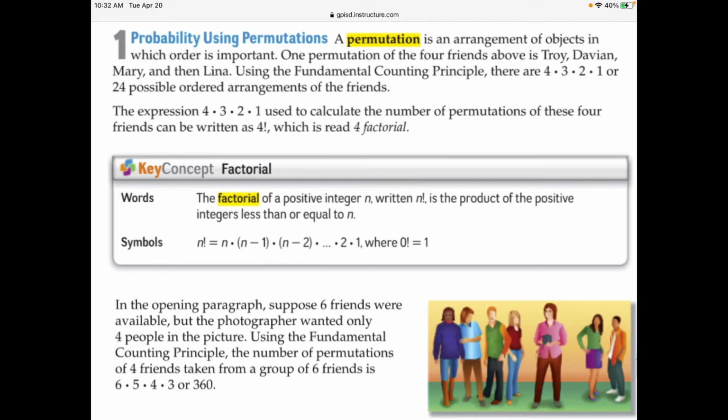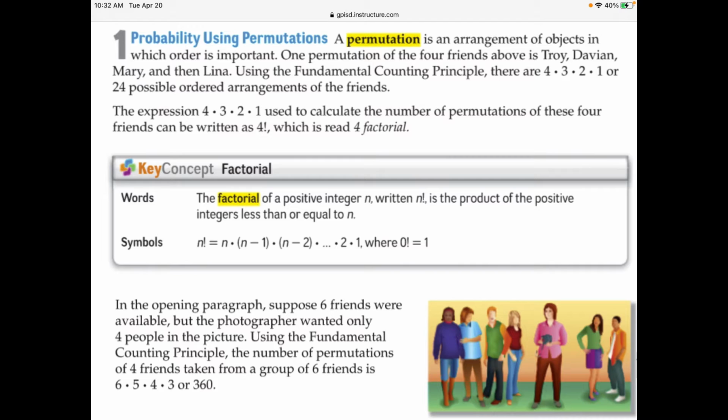We are talking about permutations and combinations today. For this video, we're just going to focus on permutations. So a permutation is an arrangement of objects in which order is important. That's the key point. With permutation, that means order is important when we're organizing or arranging objects.